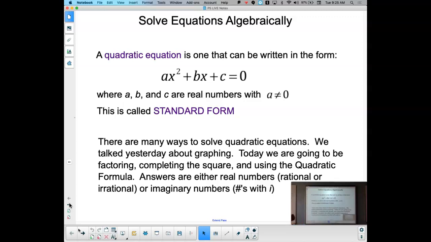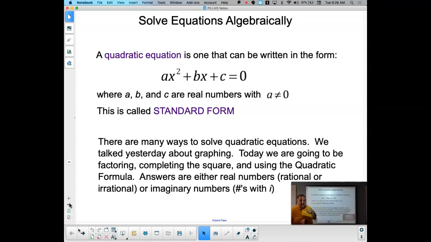Many ways to solve quadratic equations. Yesterday, you saw graphing, the two different Desmos and TI-Nspire graphs. Today, we are going to be factoring, completing the square, and using the quadratic formula. Okay? So that we can get answers, either real numbers, rational or irrational, or imaginary numbers, numbers with i.